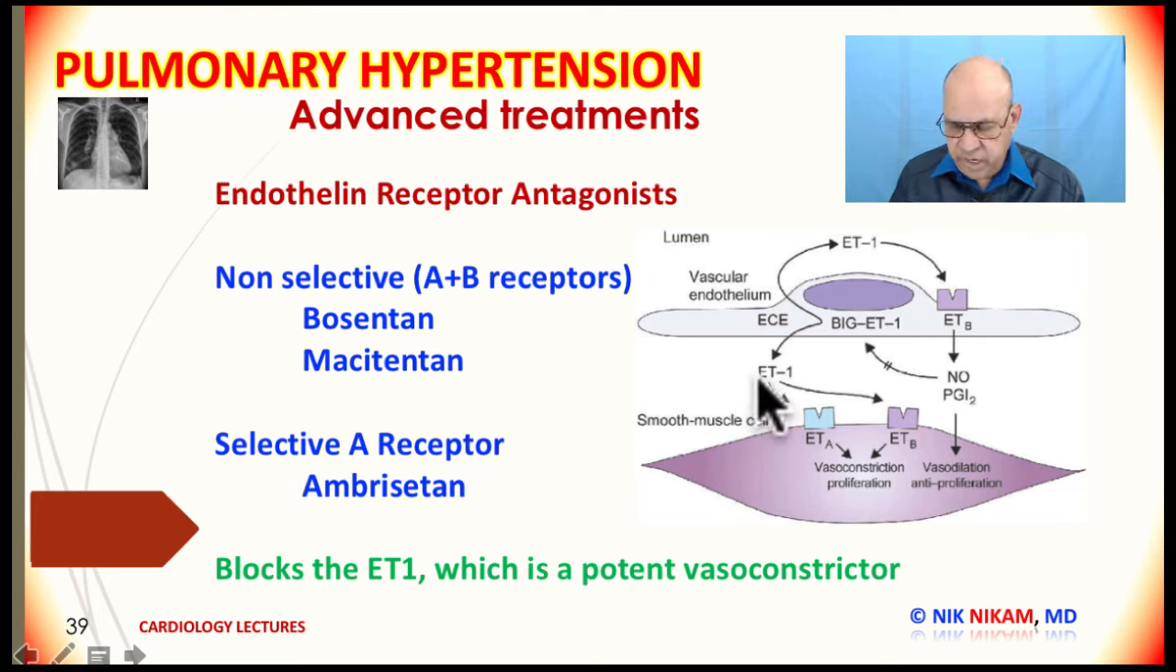And as you can see here, the endothelin 1, which acts on receptors A and B, are blocked by these drugs. Similarly, prostaglandin I also blocks the production of endothelin 1, which leads to vasodilatation and anti-proliferation in patients with pulmonary arterial hypertension. In a sense, all these endothelin receptor antagonists block the endothelin 1, which as we know is a potent vasoconstrictor.